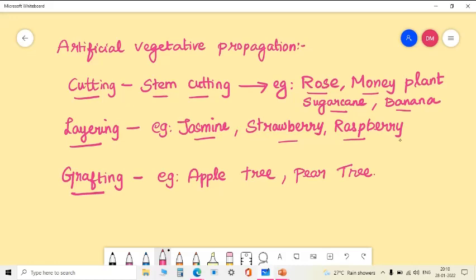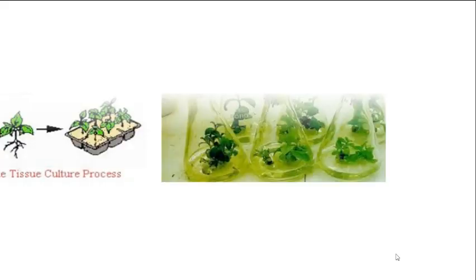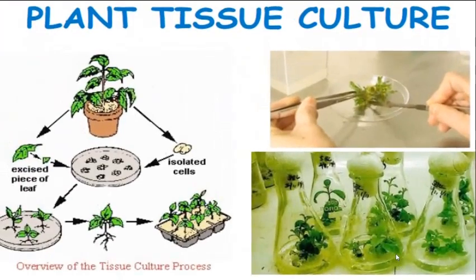Grafting is done for larger trees like apple tree and pear tree. The base portion, the plant from which you take the root system, is termed as stalk, and the plant from which you take the shoot system is termed as scion.